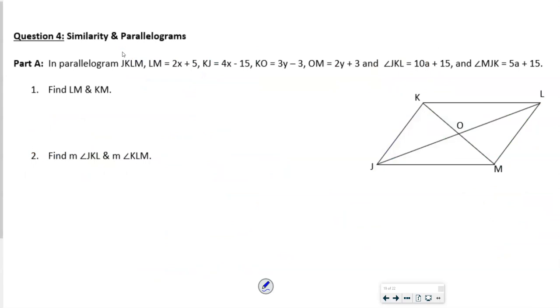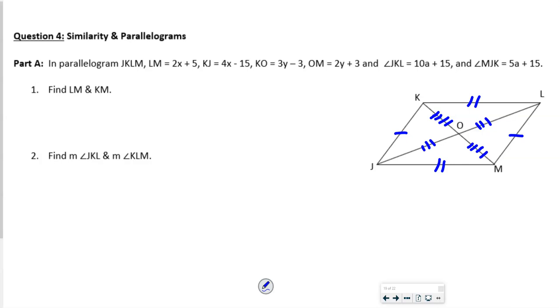Let's start with the fundamental properties of a parallelogram. So opposite sides are congruent, and diagonals bisect each other. So these tick marks are telling me that that's what's happening here. So that's for our first part, LM and KM. And we're going to talk about JKL in just a minute.